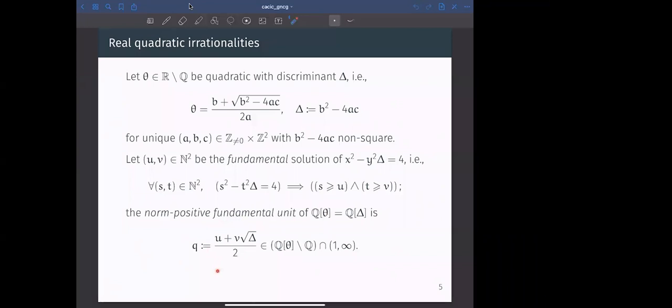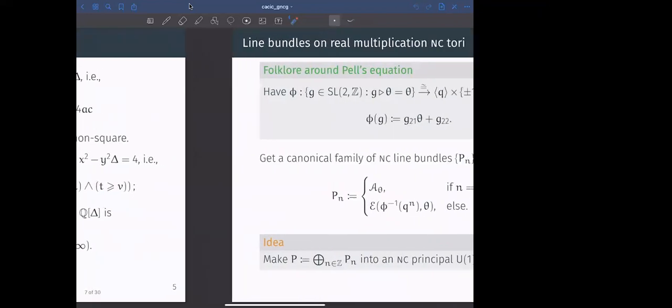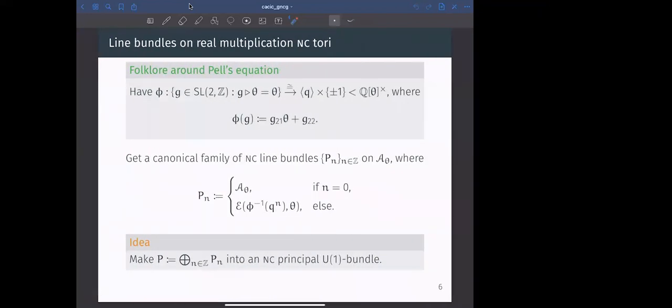So this will have a starring role in the constructions to come. There will be a lot of things that will definitely look like q-deformation, but the twist here is that we don't want just any q. q will be this particular q. So now, once you have a quadratic irrationality, you have a non-trivial stabilizer of that real quadratic irrationality in SL2Z. And now there's a bit of folklore around the relevant Pell's equation that says that you have an explicit description of the stabilizer. The stabilizer is isomorphic to the infinite cyclic multiplicative group generated by q times plus or minus one.